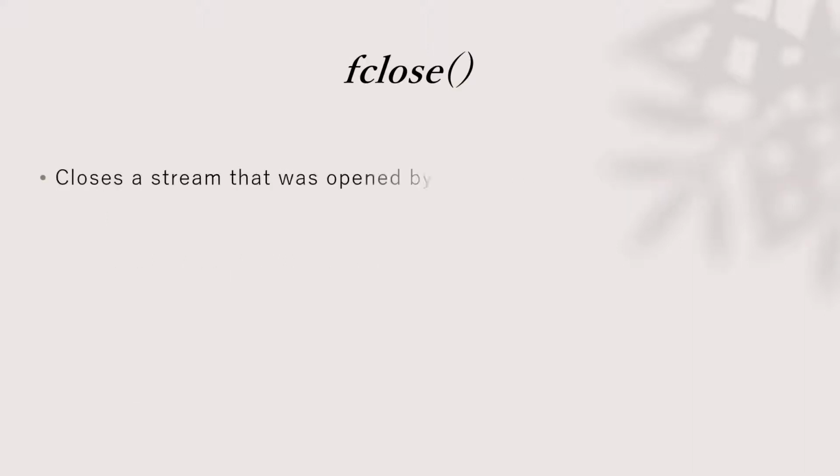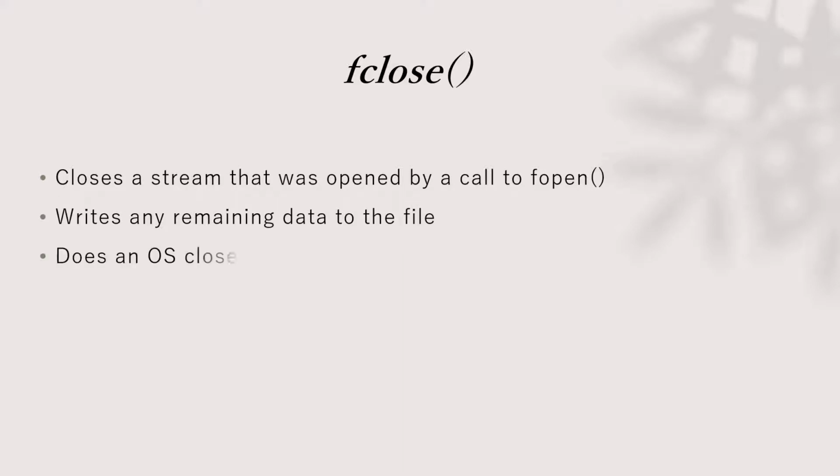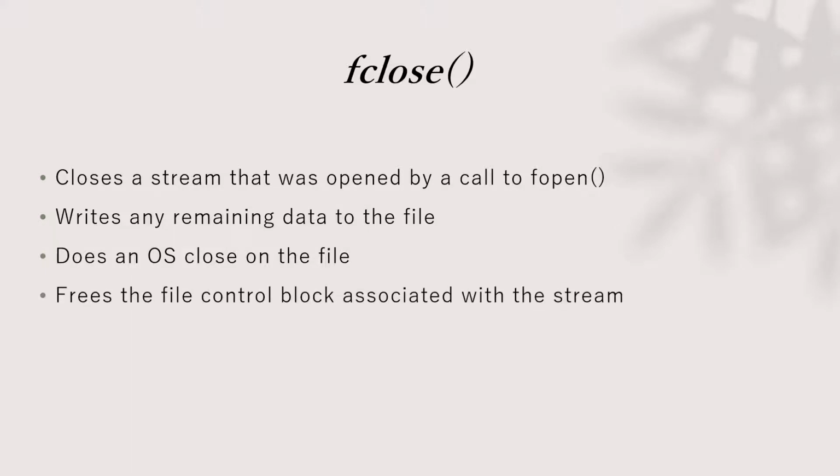Coming now to fclose. It closes a stream that was opened by a call to fopen, writes any remaining data to the file, and does an operating system close on the file. So you see now that the operating system itself interacts with these input-output functions. It frees the file control block associated with the stream. File control block is again an operating system concept, but when we're talking about files in a program, this file control block will exist in program memory, right? And therefore needs to be freed by the program.